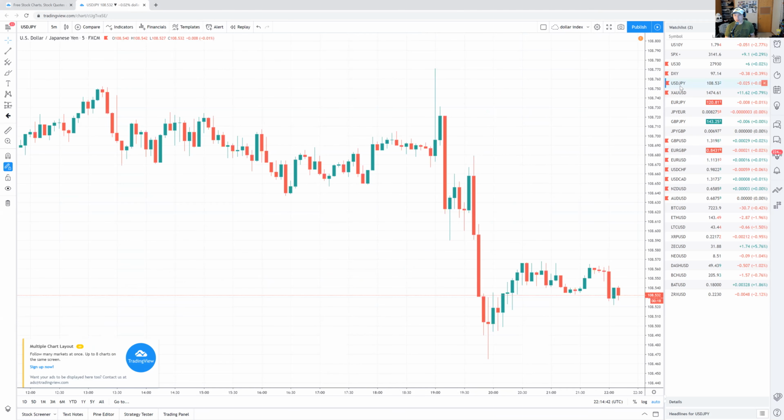And it's easier to count the digits because it's 3 digits in the front and 3 digits in the back. So it's easier to look at price. So that's why I talk about USD JPY a lot.